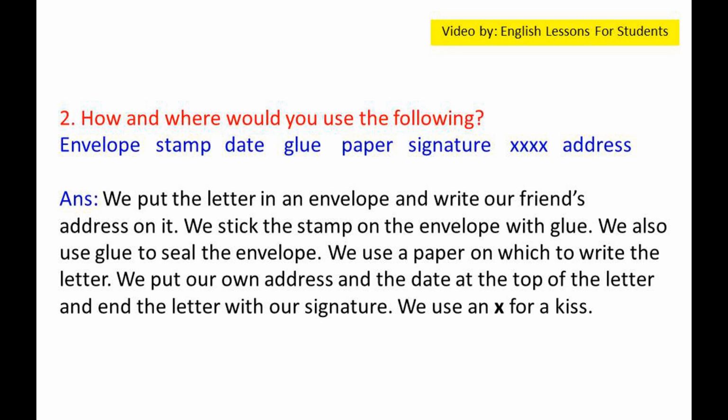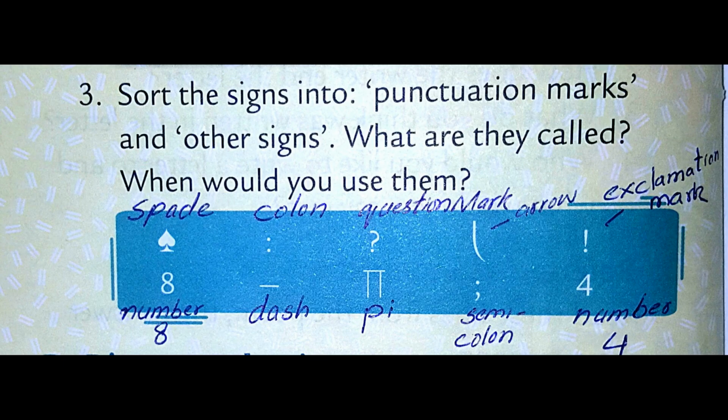Answer. We put the letter in an envelope and write our friend's address on it. We stick the stamp on the envelope with glue. We also use glue to seal the envelope. We use a paper on which to write the letter. We put our own address and the date at the top of the letter and end the letter with our signature. We use an X for a kiss.